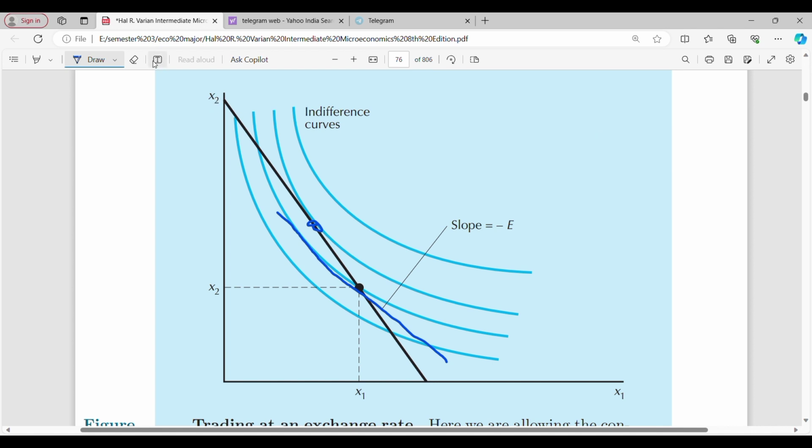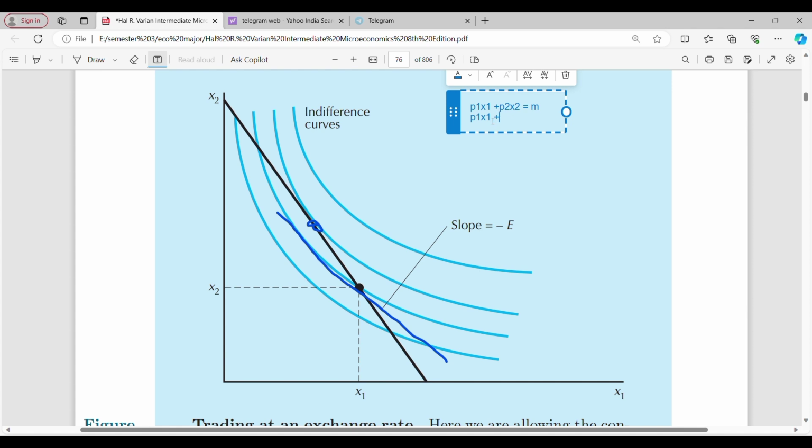I'll write it if you forgot that. When it was P1 x1 plus P2 x2 equals M, x1 was a particular good, for example milk. So the consumer was ready to spend P1 x1 for the x1 units of milk.